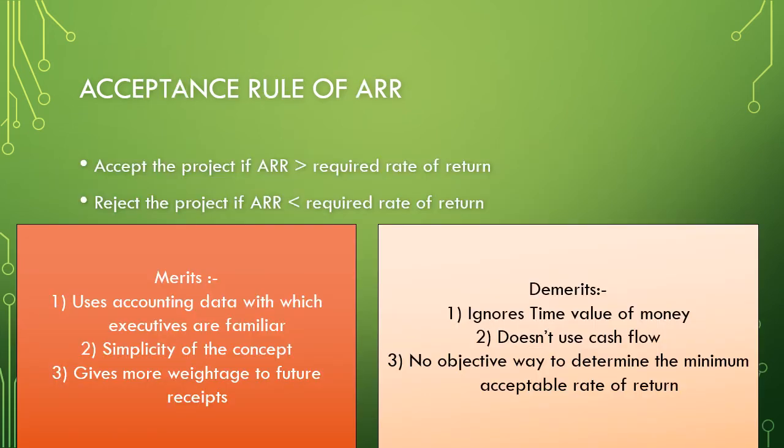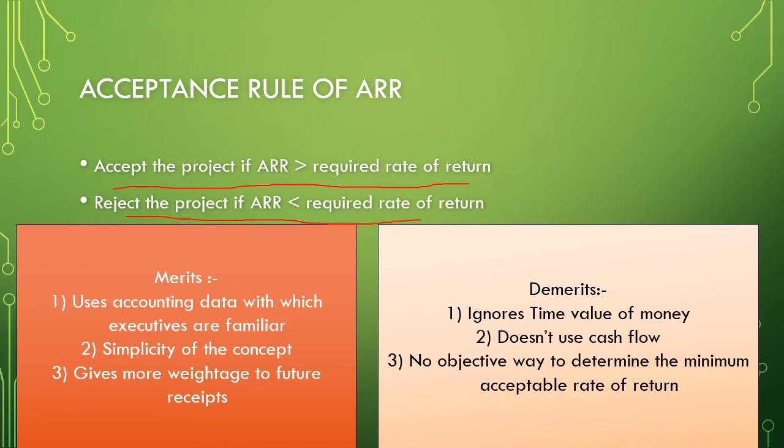Now the acceptance rule of ARR. Accept the project if ARR is greater than the required rate of return or the discount rate or the opportunity cost of capital, and reject the project if ARR is less than the required rate of return. Okay, so these are the acceptance rules.